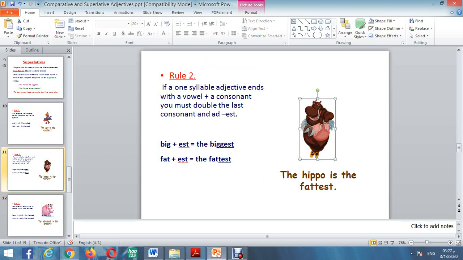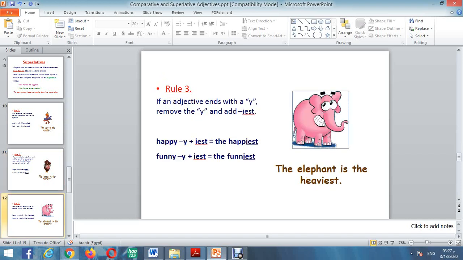Let's look at this animal. Oh, the hippo. Have you seen the hippo before? Yes. The hippo is the fattest, the biggest, and so on. So here I'm comparing between the hippo and all the other animals. So it's a superlative. Excellent.